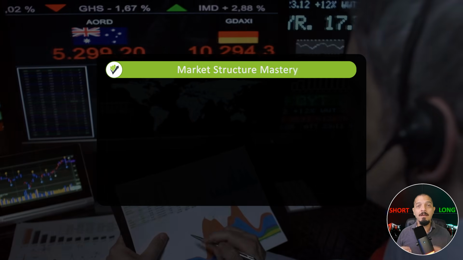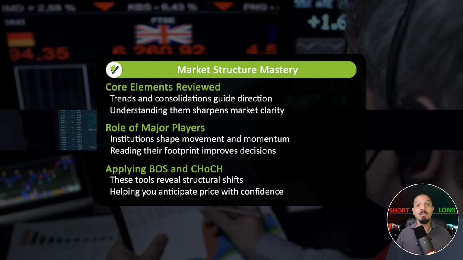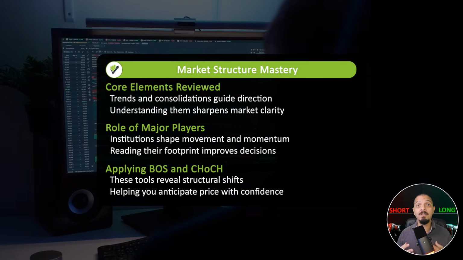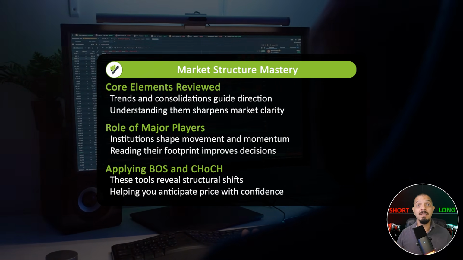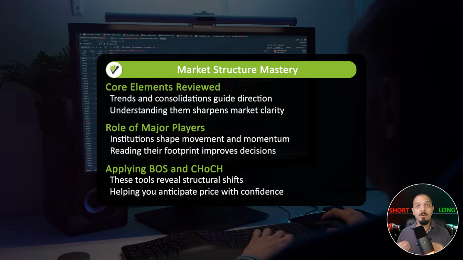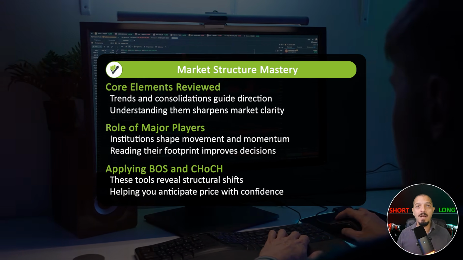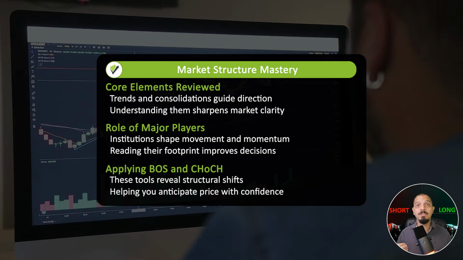In conclusion, this video explored the core elements of market structure and the skills you need to read market dynamics with clarity. By understanding trends, consolidations, and the role of major players, and by applying concepts like BOS and CHoCH, you are now better equipped to anticipate movements and make informed decisions.